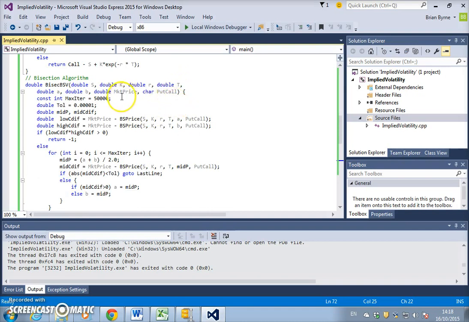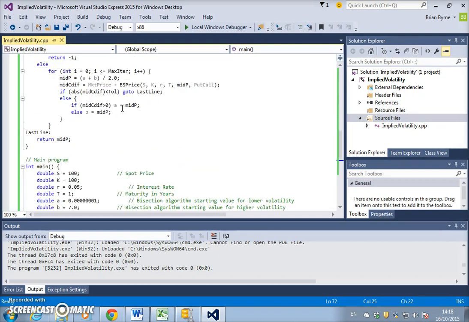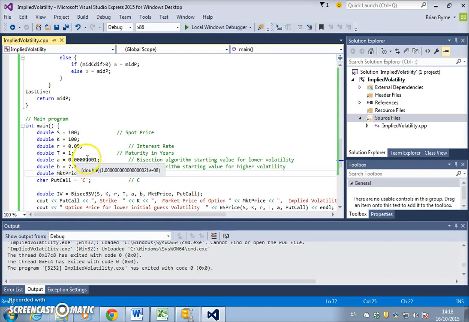We introduce a low value A and a high value for B of the volatility, given here as being way less than 1% and 700%. So these are clearly values that don't normally apply. 700% is a very unusually high figure. Typically for equities, implied volatility might be 20%, 30%. So 700% should cover most scenarios, and likewise, volatility rarely falls to this level as well.